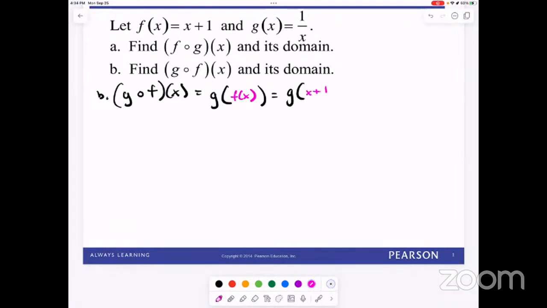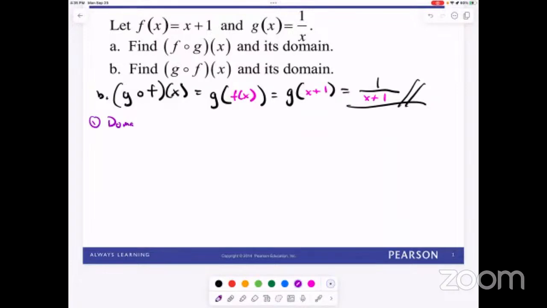Okay. So all we're going to do is write g like normal, but replace each x with the fuchsia thing. So then that's going to give us 1 over x plus 1. Okay. So that's our simplified. And then for the domain, first we want to find the domain of our inside function. In this case, our inside function is f, so the domain of f. So f is a linear function, so its domain is all reals.